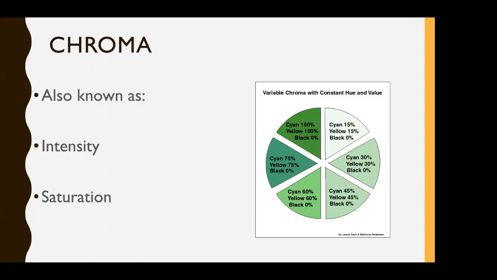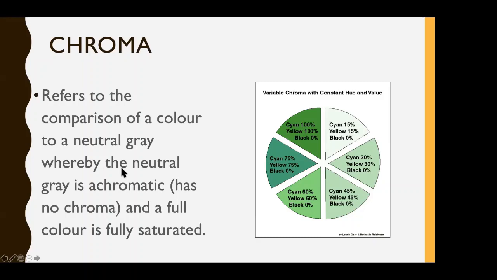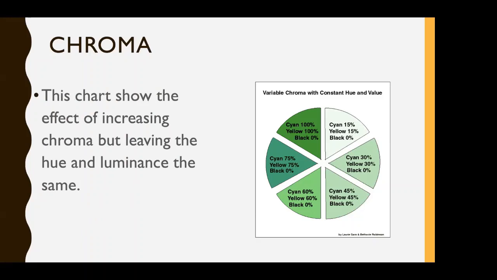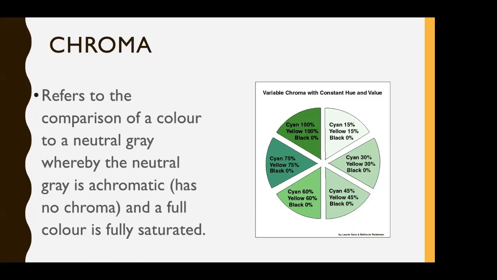Okay, so increasing the chroma increases the amount of saturation, the amount of color in the element. Chroma specifically refers to the comparison of a color to a neutral gray. So whenever you're talking about chroma, you're referring it to neutral gray. And the trick with neutral gray is, and I'm not sure if I wrote this in the slides, no, I didn't, so I'm going to say it out loud, but make a note of this because there's a quiz question about this point.